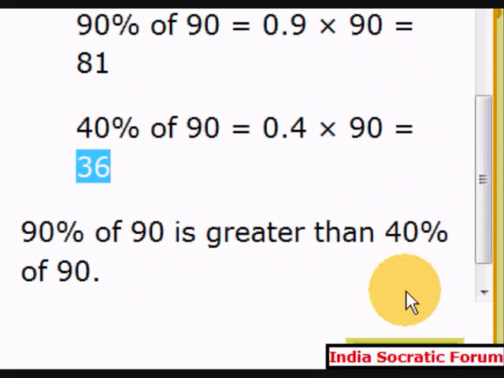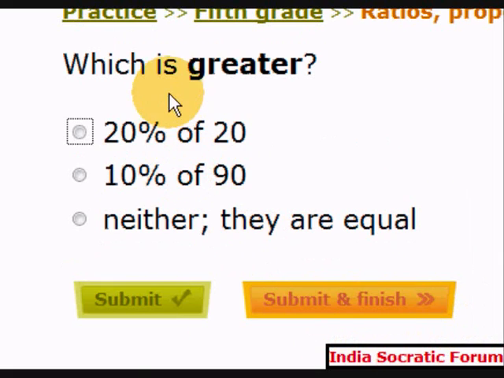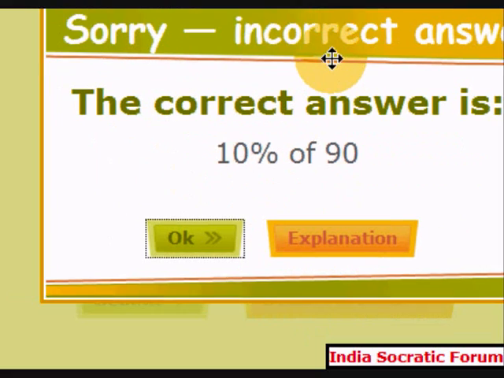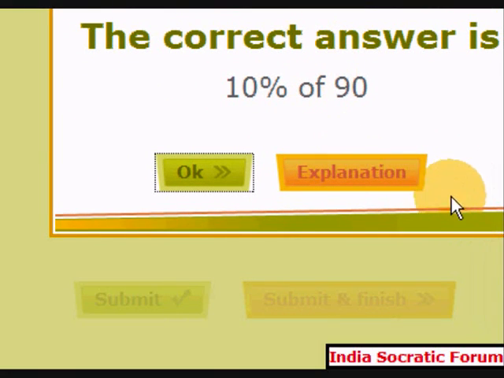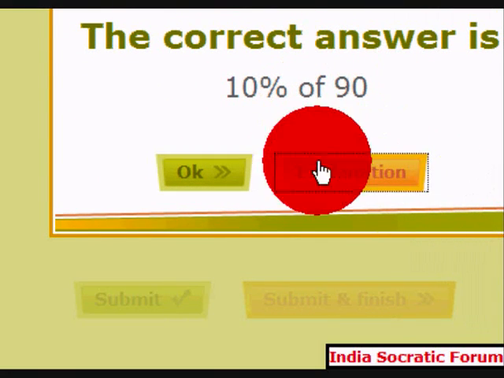Okay, which one is greater? 90% of 90. Which is greater, 20% of 20 or 10% of 90? Or you say both are equal, there is no difference. Which one is the answer? Let's see the answer. Good job. 10% of 90 is greater. Let's see how.